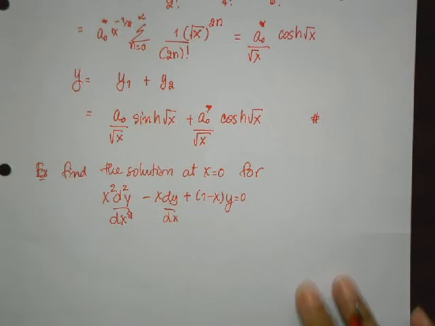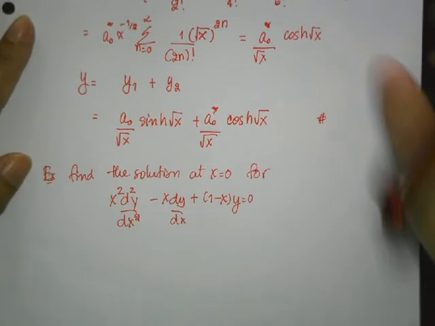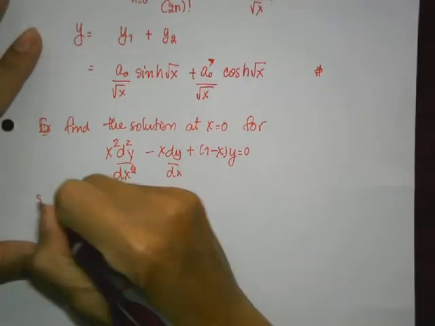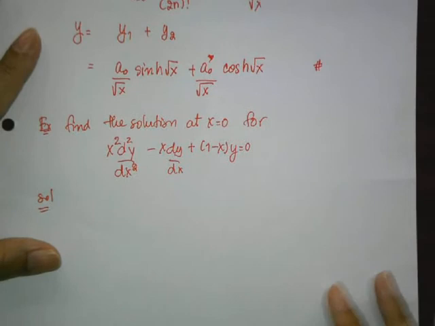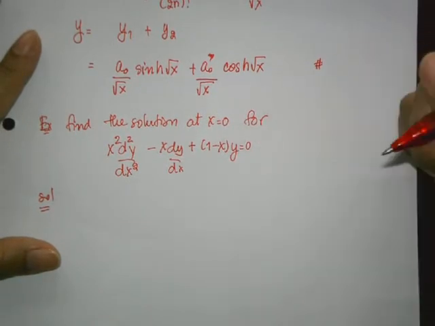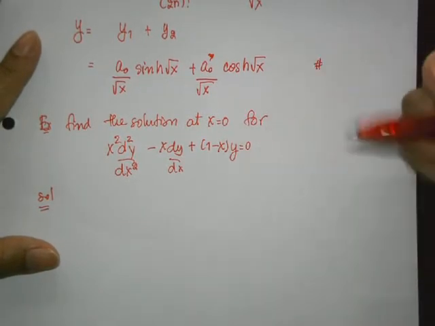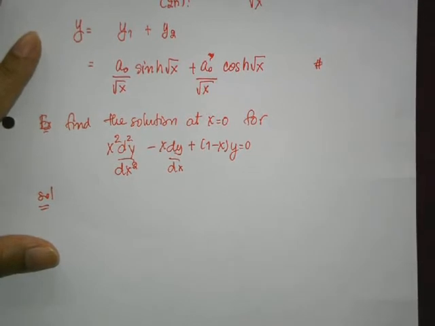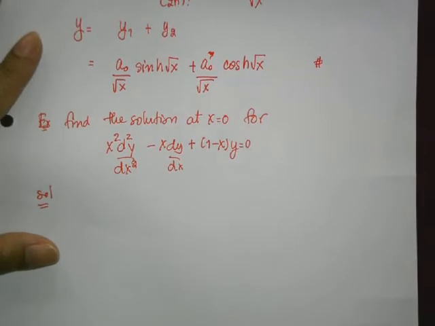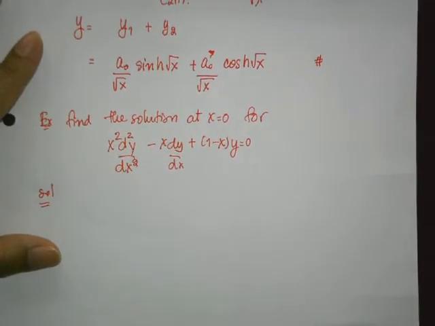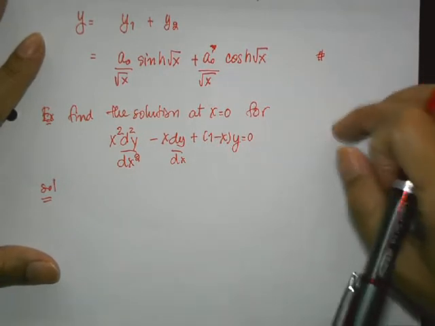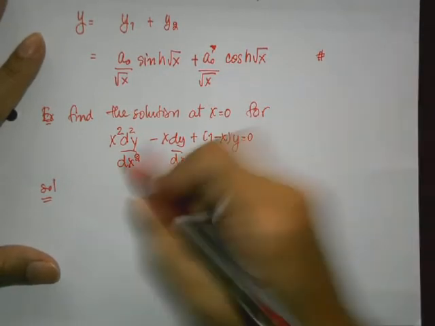Find the solution of this differential equation at x equal to 0. Again, we have to define whether x equal to 0 is an ordinary point or a singular point. If it is a singular point, we have to define again whether it is a regular or irregular singular point. So in that case, we have to write this differential equation in terms of p(x) and q(x).